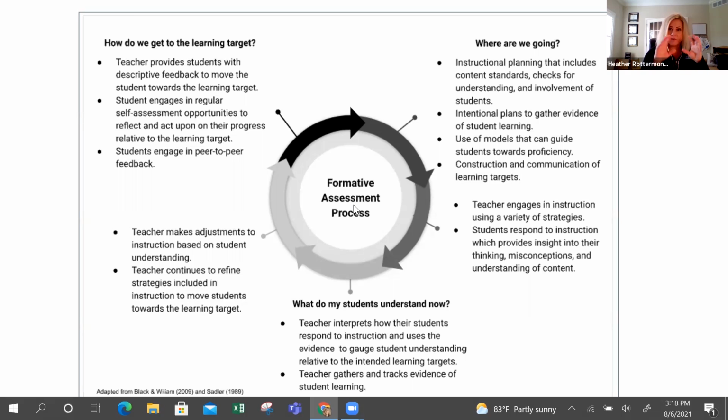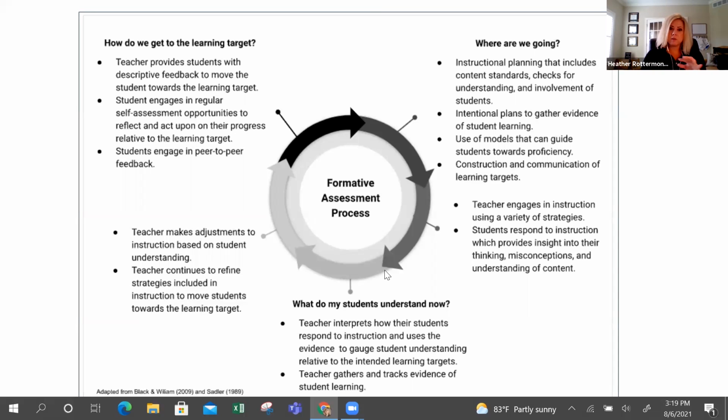We also, during this Where Are We Going, are engaging in instruction using a variety of strategies that we do day in and day out. And then we're looking to see how students are responding to our instruction. And they do this through lots of different ways. They interact with the content, which provides us with insight into maybe some misunderstandings, some misconceptions, or maybe a level of understanding of the content.